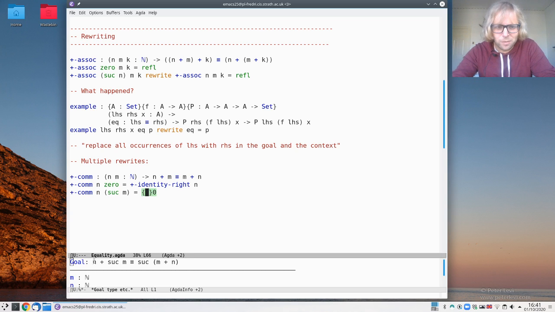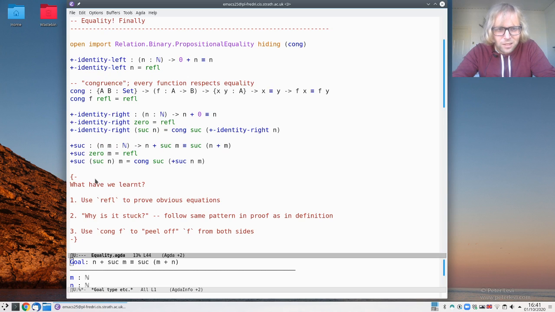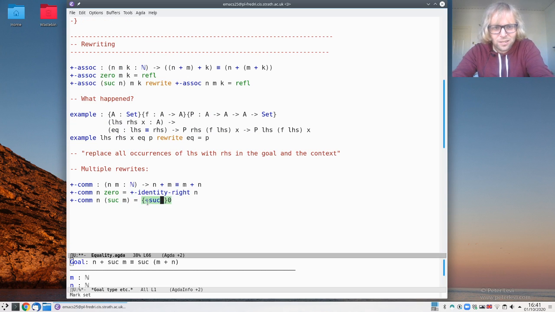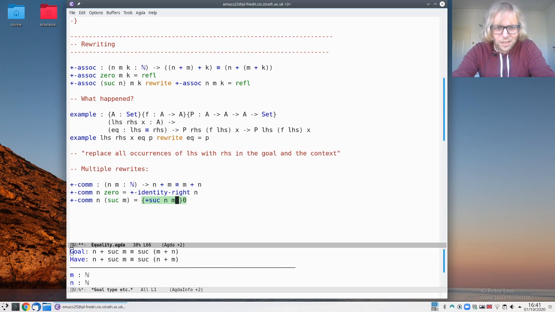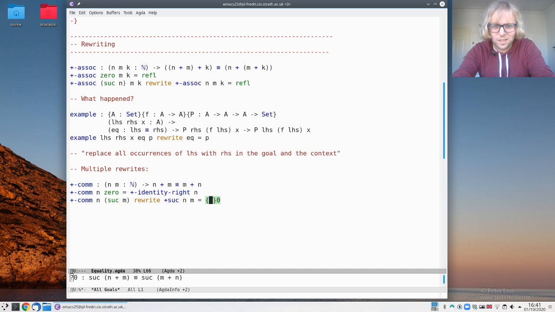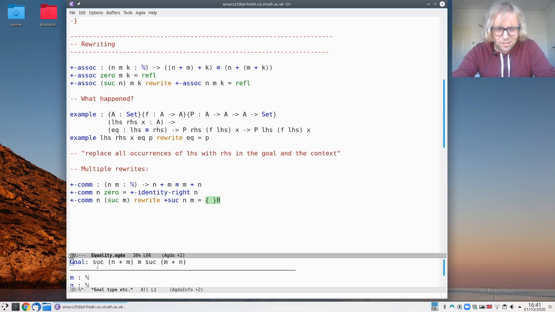But we proved something about n plus suc m before. This plus suc. So if I apply this to n and m, that takes me somewhere, right? This matches, but here it doesn't quite match yet. But if I rewrite by that, that should get me part of the way there. Let me do that.